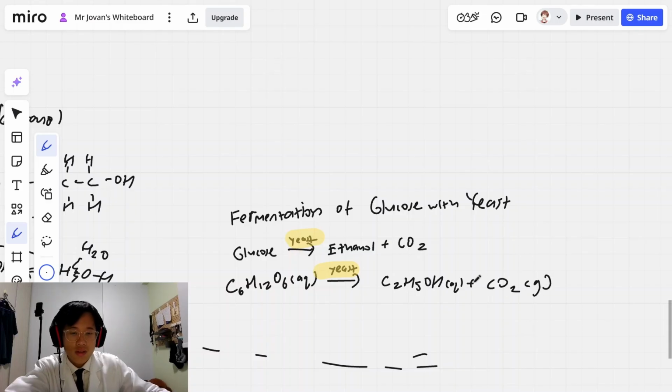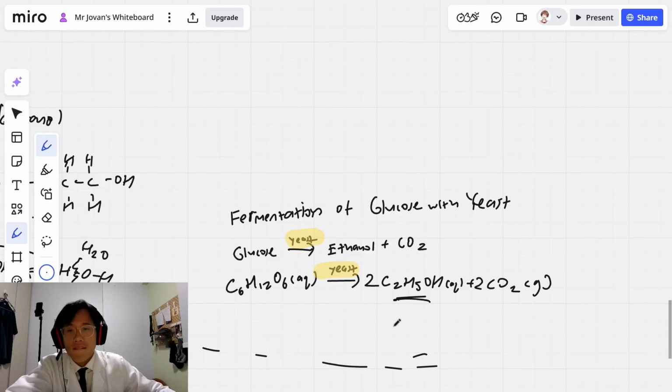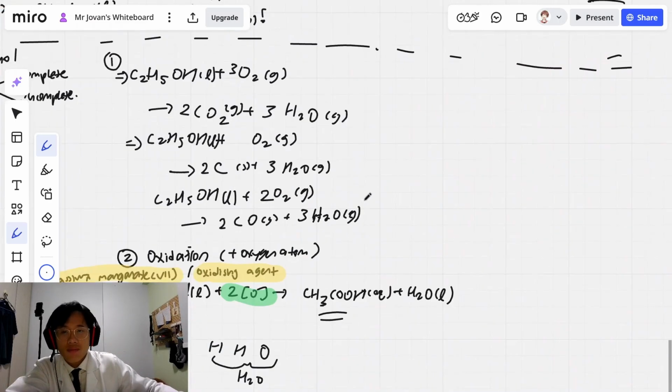Now to balance this equation, what do we get? 2. Alright, so this is another way to obtain an alcohol. Okay, please take note. Please take note. Right. Okay, let's continue.